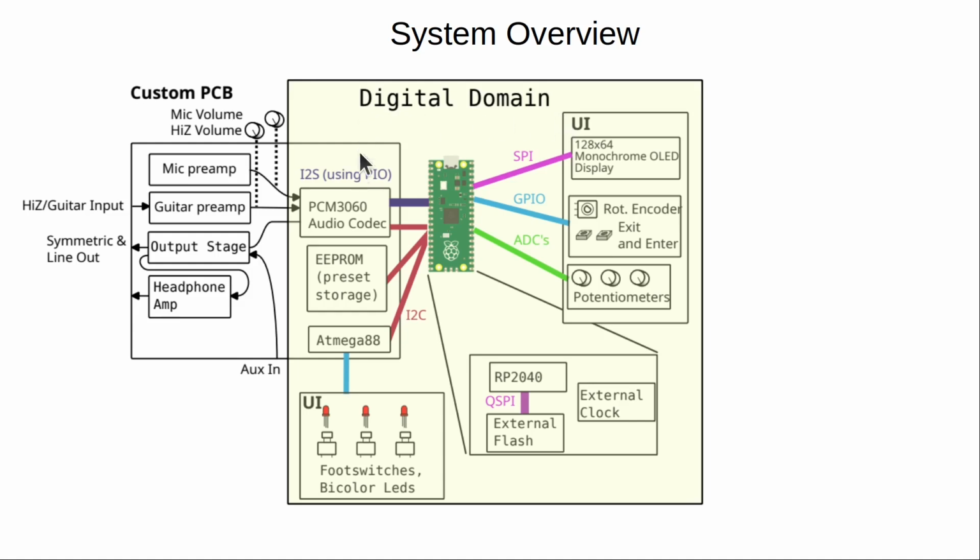It contains an audio codec which is configured by software over I2C. Data exchange is done using I2S, which stands for Inter-IC Sound interface. Since the Raspberry Pi Pico doesn't have a dedicated I2S interface, a PIO structure is used for this. Continuing with the internals, there is an EEPROM for preset storage attached to the I2C bus. The Raspberry Pi Pico board contains the RP2040 chip and some external flash storage interfaced over QSPI. Besides, there is an external clock allowing a CPU clock of 200 MHz, making use of the PLL, phase-locked loop.